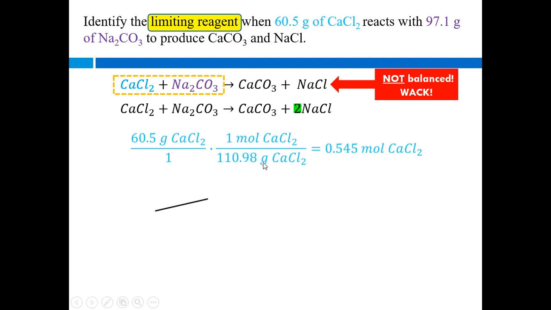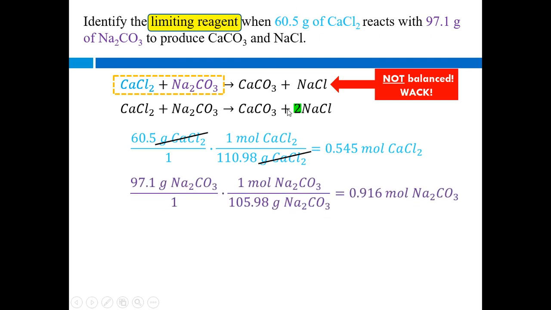Notice here, grams of calcium chloride is going to cancel out, and the only unit left over is moles of calcium chloride. So if you do the calculator work, you should get about 0.545 moles of calcium chloride, around 3 sig figs, because the original problem has 3 sig figs in the statement. 60.5 is 3 sig figs, and 97.1 is also 3 sig figs. But that's not really the important part here. The important part is to figure out which is the limiting reagent.